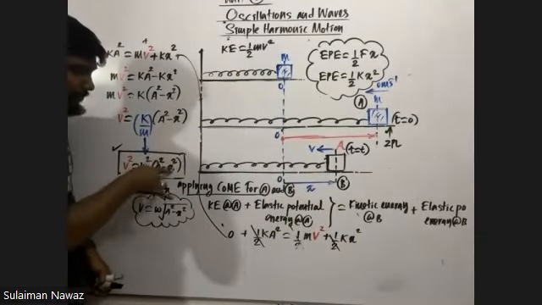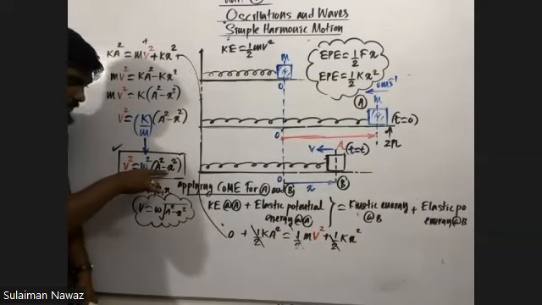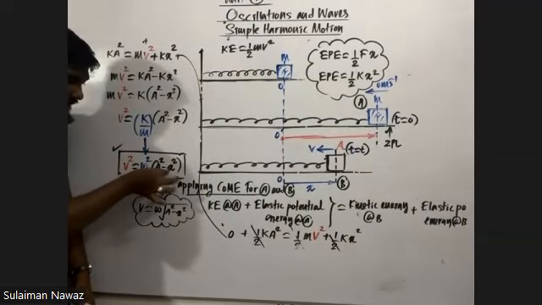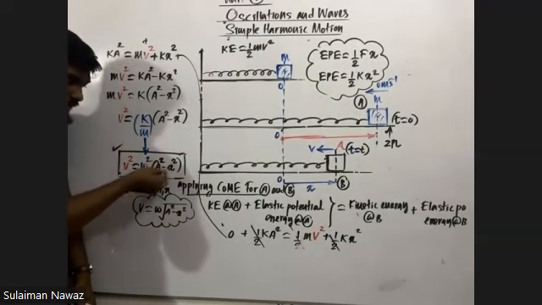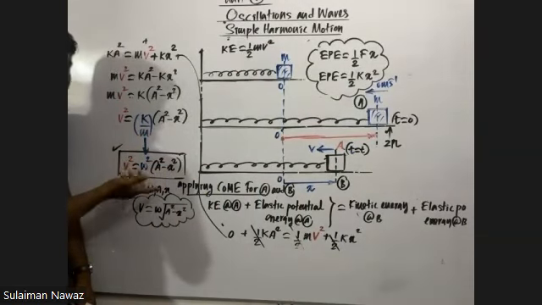When the object is at the amplitude, we can say what? What is your x value? When the object is at the amplitude, your x value is capital A. Then a squared minus capital A squared is 0, so the velocity becomes 0.